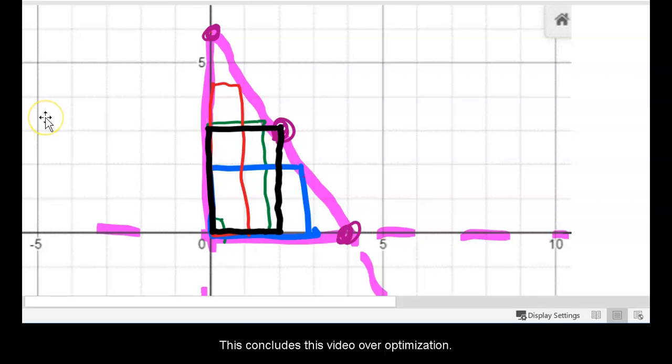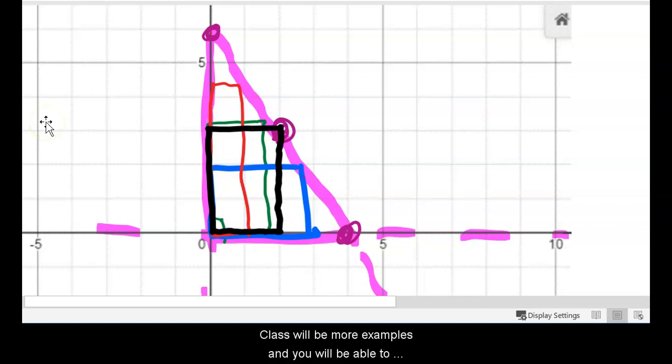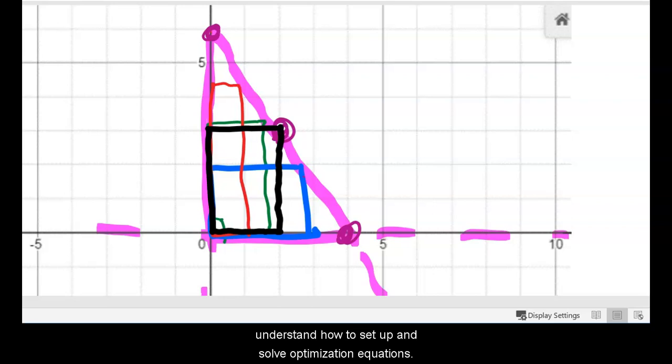This concludes this video over optimization. In class, we'll do more examples and you will be able to understand how to set up and solve optimization equations.